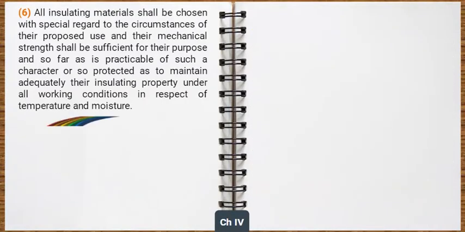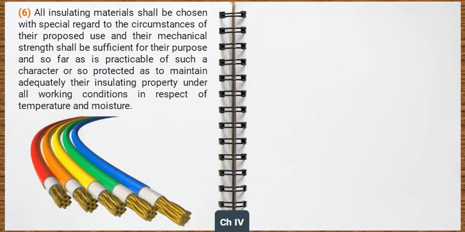All insulating materials shall be chosen with special regard to the circumstances of the proposed use, and their mechanical strength shall be sufficient for their purpose, and so far as is practicable of such a character or so protected as to maintain adequately their insulating property under all working conditions in respect of temperature and moisture.